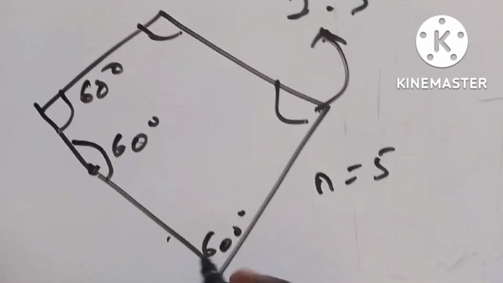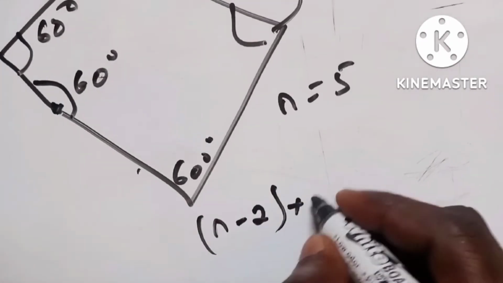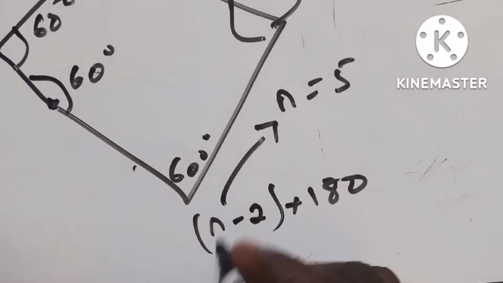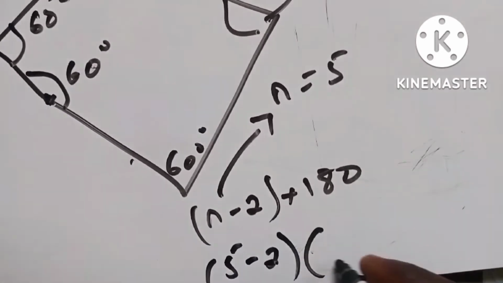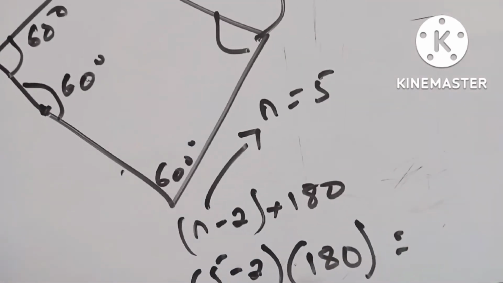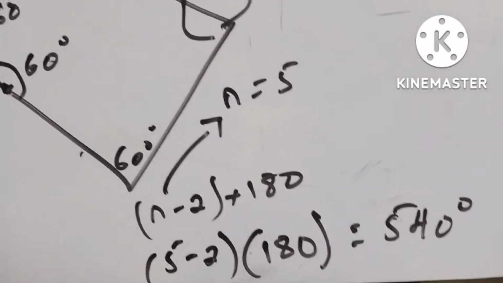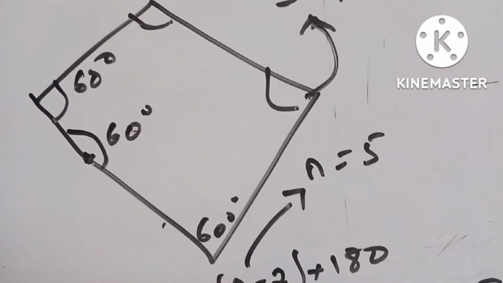That tells me that if I sum everything together, it is going to be (n minus 2) multiplied by 180, where our n here is just 5. If you replace n by 5, that is (5 minus 2) multiplied by 180. So the answer to this one is going to be 540 degrees. Meaning that if I sum everything here, I'm going to have 540 degrees.